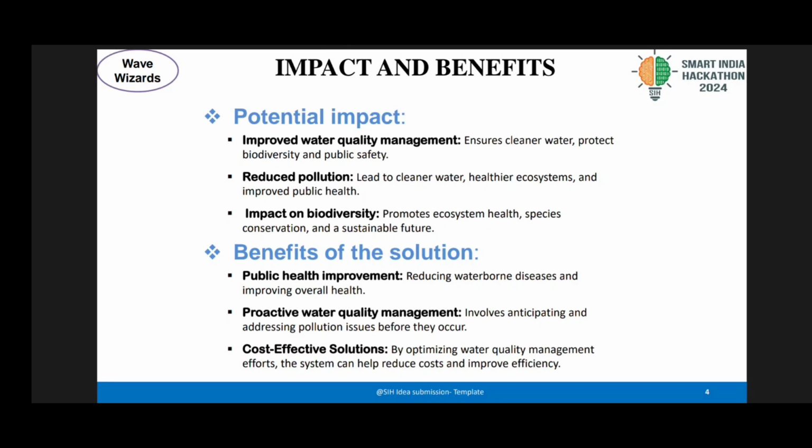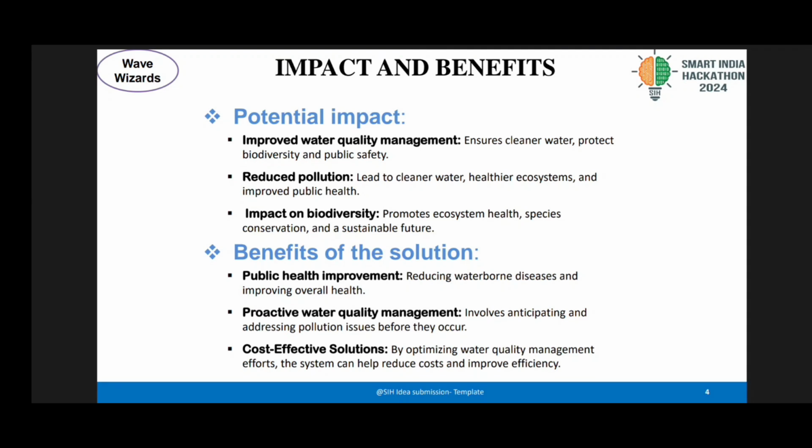Impact and benefits. Let's start with potential impact. First is improved water quality. The system predicts potential pollution issues to ensure cleaner water, protect biodiversity, and safeguard public safety. It continuously monitors water quality parameters like pH, dissolved oxygen, and pollutant level in real time, providing instant updates. Second is reduced pollution.